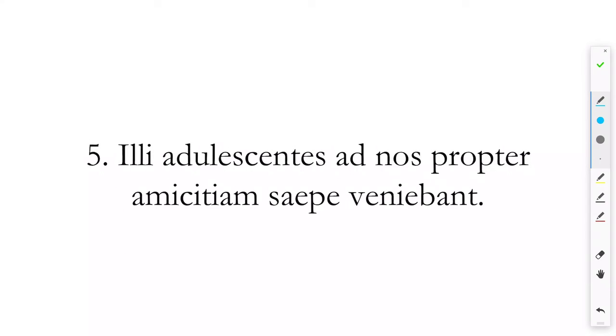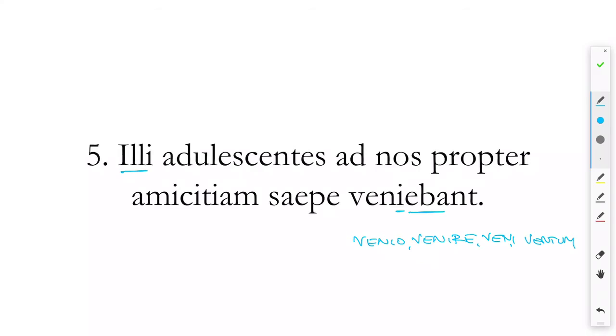Number 5. Illi adolescentes ad nos propter amicitiam saepe veniebant. Hopefully you see right away, iebant. This is the i because it's venio, venire. Venio is your verb. Venio, venire, veni, ventum, third io and fourth conjugation verbs, keep that i in there.